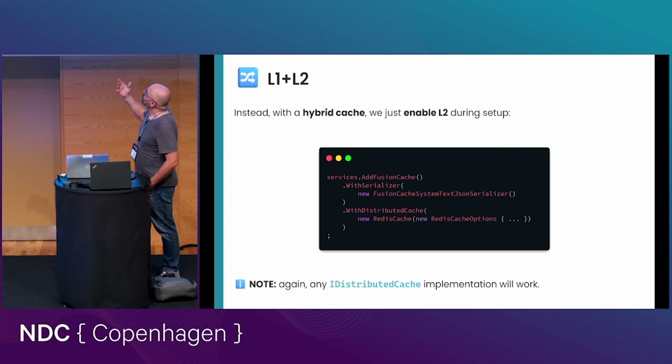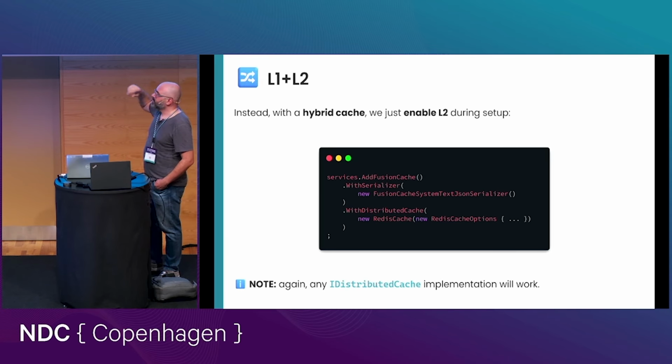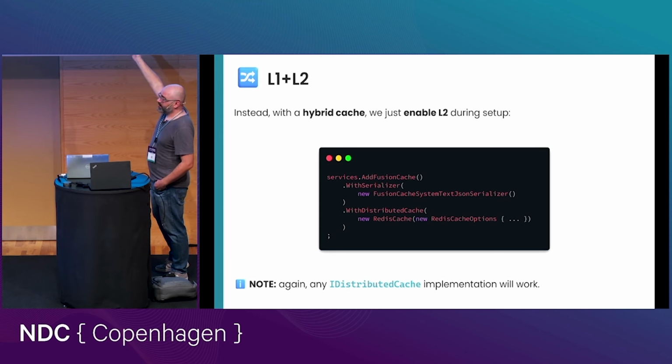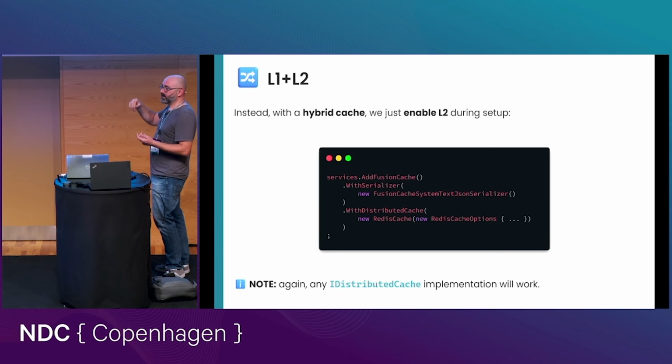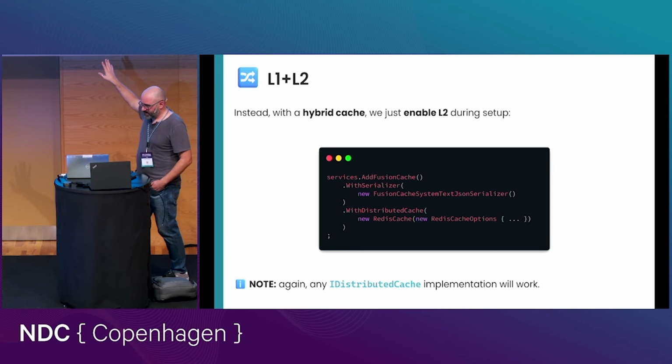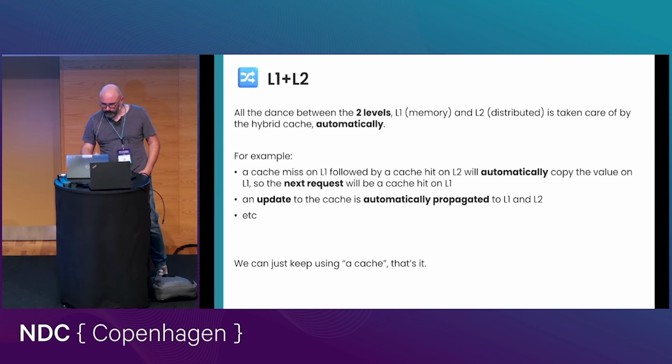Basically, with a hybrid cache, we just enable L2 during setup. And how to do that? In this case, the FusionCache, we'll see in a moment, hybrid cache. Dot with serializer, we specify the serialization format. There are a lot of different adapters for the most common serialization formats. It's protobuf, memory pack, message pack, JSON, you name it. There are all of them. And then we do dot with distributed cache. We do one change during setup, and we're done. L2 is now enabled, and the hybrid cache, in this case FusionCache, will automatically manage the dance between the two levels. And again, any distributed cache implementation will work out of the box.